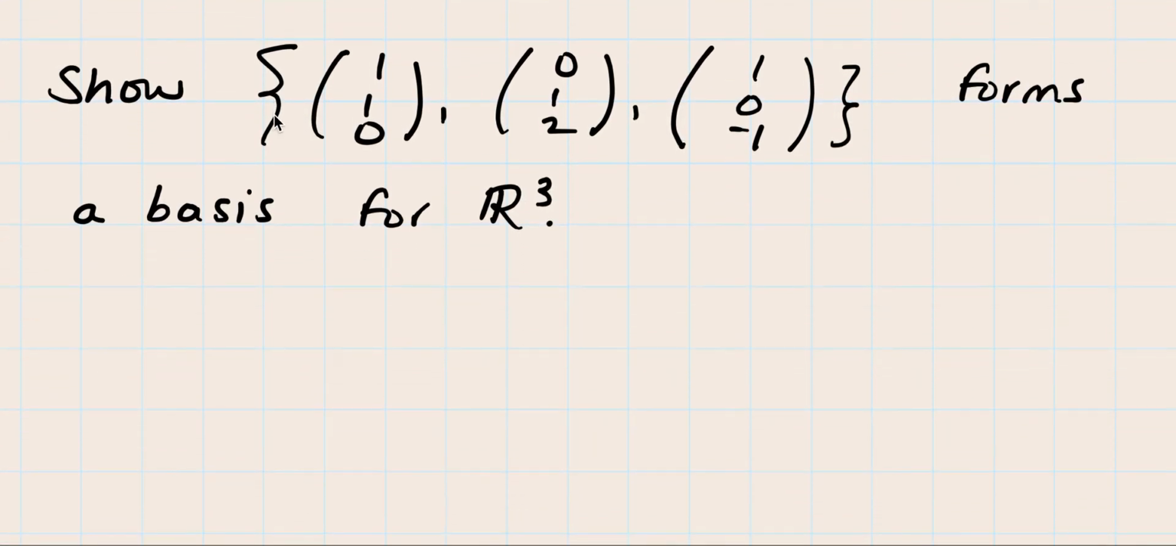So let's show that for R3, this is also a basis. What do we need to show? Well, we have to show that these vectors are linearly independent and they span R3. Showing that vectors are linearly independent is easier than showing that they span. So let's start with linearly independent. Let's call this set of vectors B hat, and I want to show B hat is a basis.